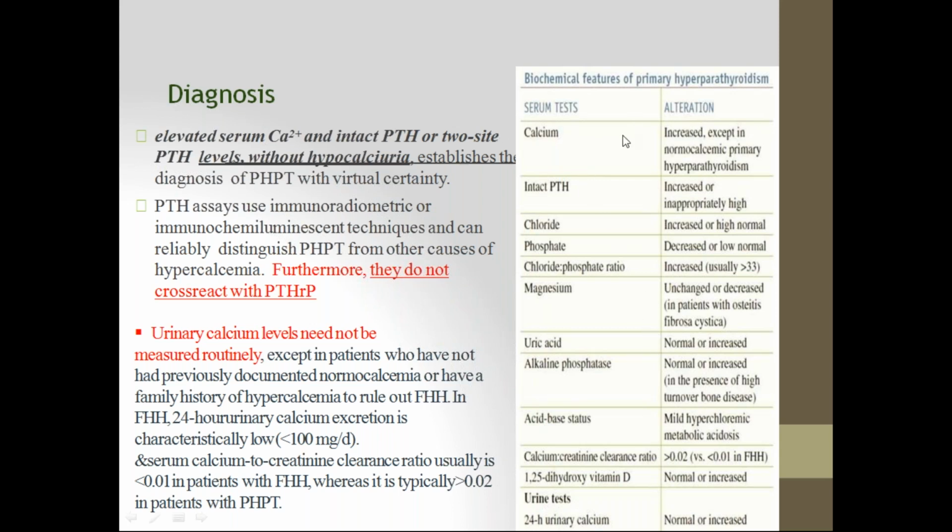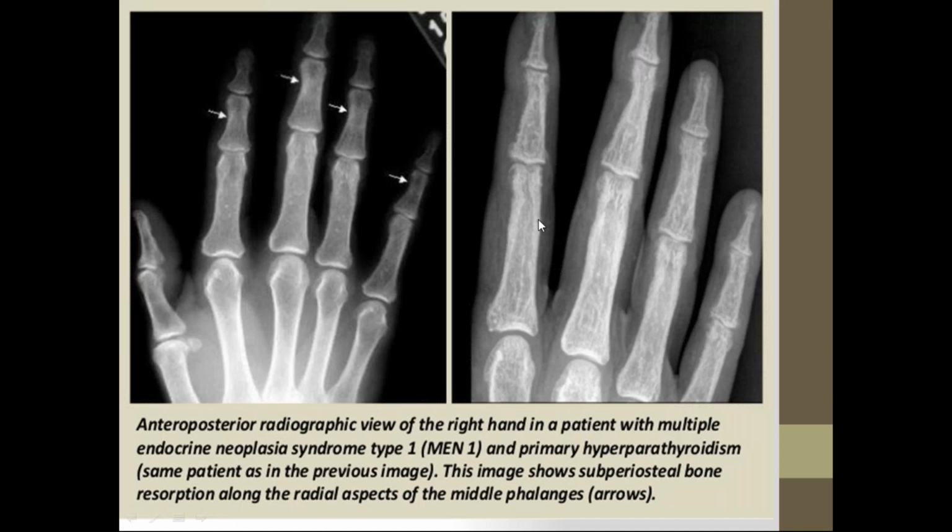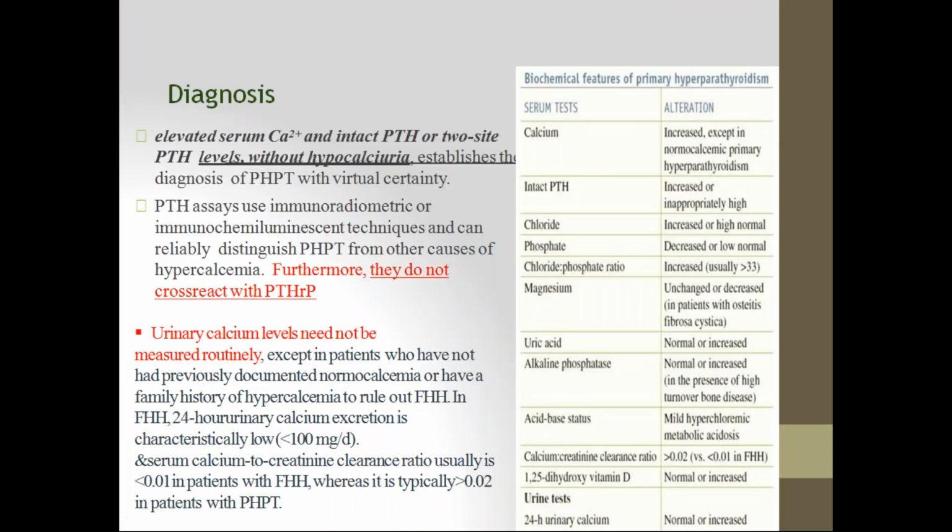Calcium is increased, and parathyroid hormone is increased or inappropriately high. Chloride levels may be increased or on the higher side. Phosphate is decreased or low normal. The chloride to phosphate ratio is increased. Magnesium may be unchanged. Uric acid normal. Alkaline phosphatase may be normal. Acid-base status is mild hyperchloremic metabolic acidosis.